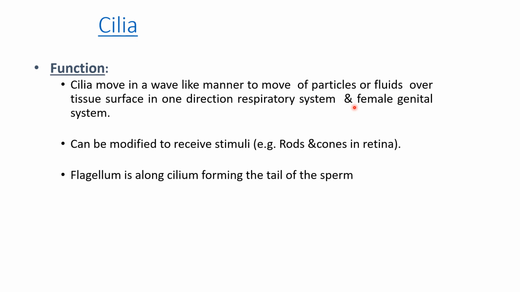In the female genital system, as in the fallopian tube, cilia move the ova from the ovary to the uterus in order to be fertilized. Cilia can be modified to receive stimuli, as rods and cones in the retina. The flagellum is a long cilium forming the tail of the sperm, which makes the sperm able to move toward the female genital system.